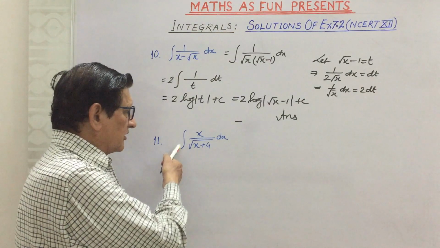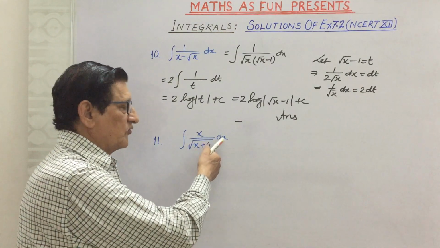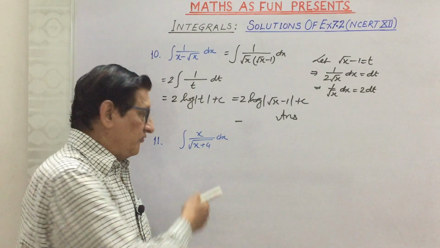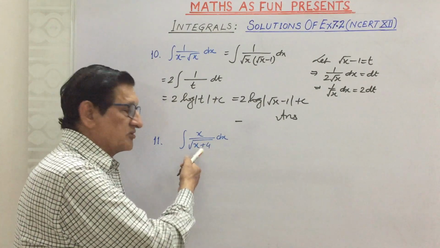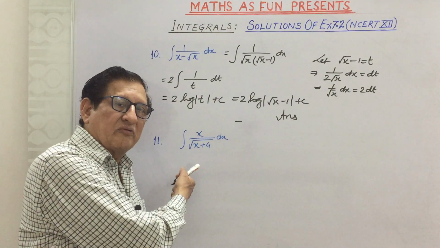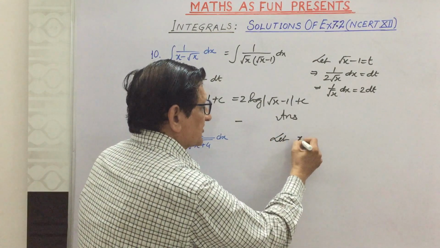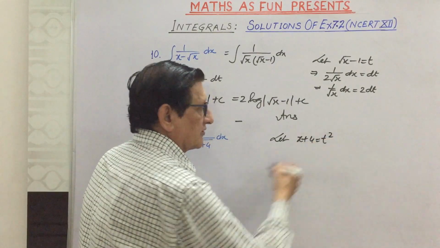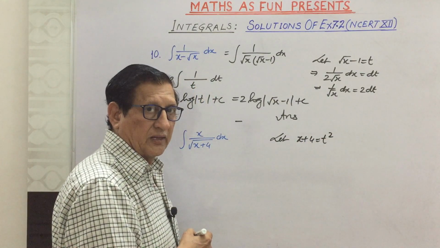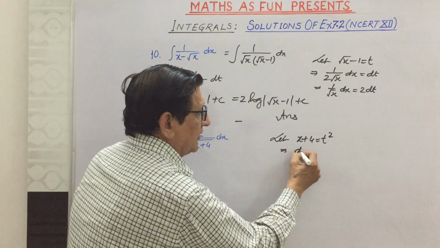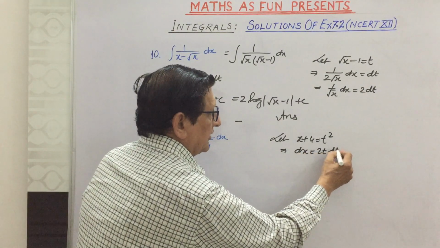11th question is integral of x upon root of x plus 4 dx. Here we can consider x plus 4 as t, or to avoid the radical power, as t square. So we write here, let x plus 4 equal to t square. Differentiating this, we will be getting dx is equal to 2t dt.